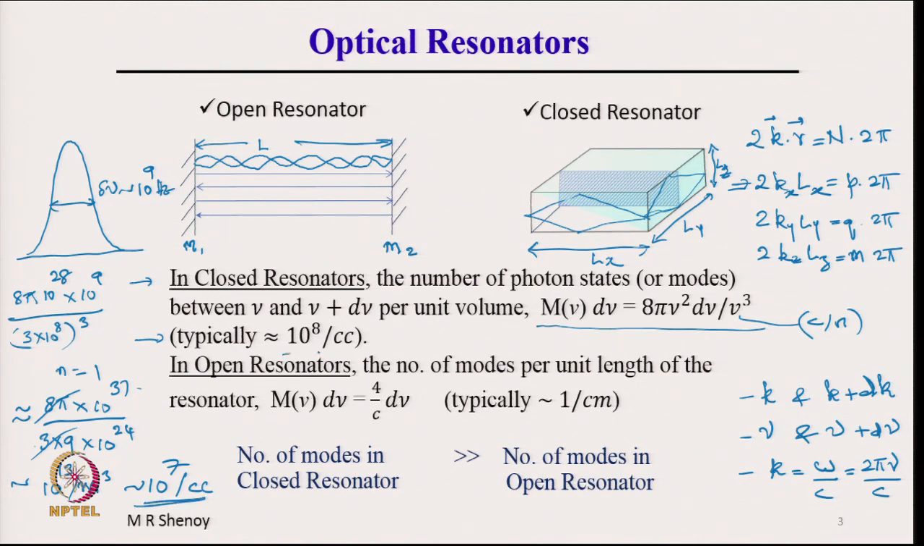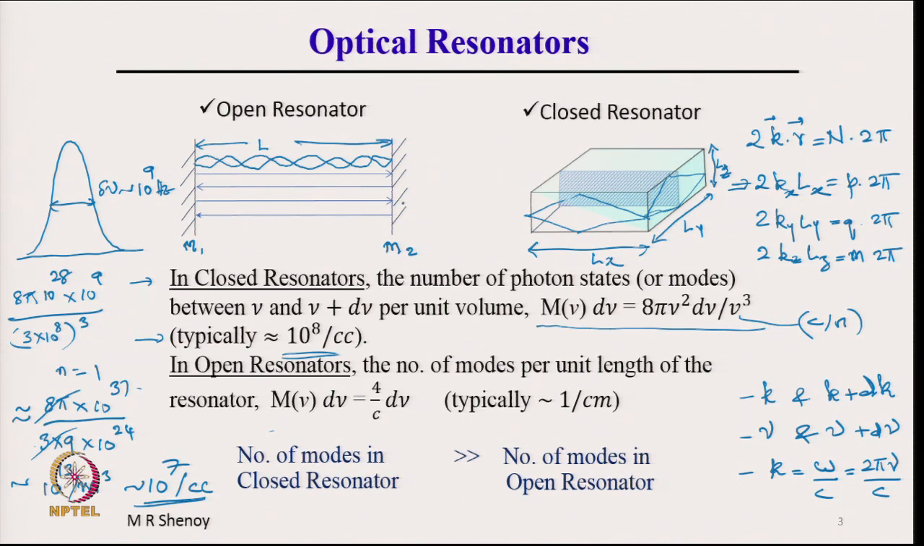I have put here 10 to the power of 8 per cc; it depends on the actual bandwidth, which may be 10 to the power of 10 hertz, and in that case this will come out to be 10 to the power of 8 per cc. The point is, if you compare the number of modes in open resonators, open resonators are characterized by length only. A closed resonator is like a piece of material which is characterized by volume. That is why the density of modes is per unit volume.